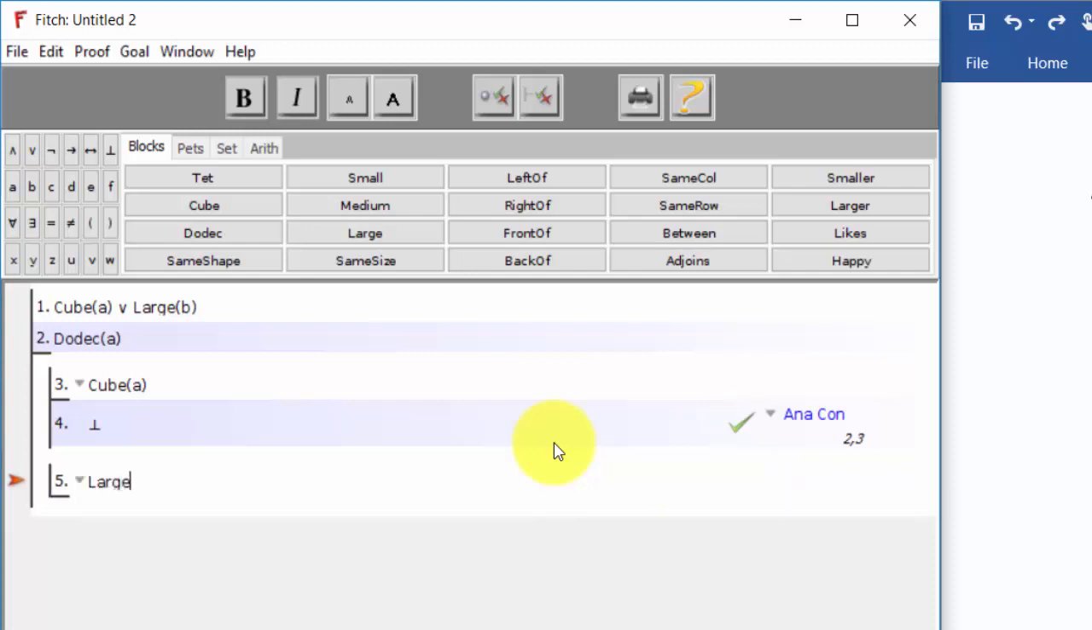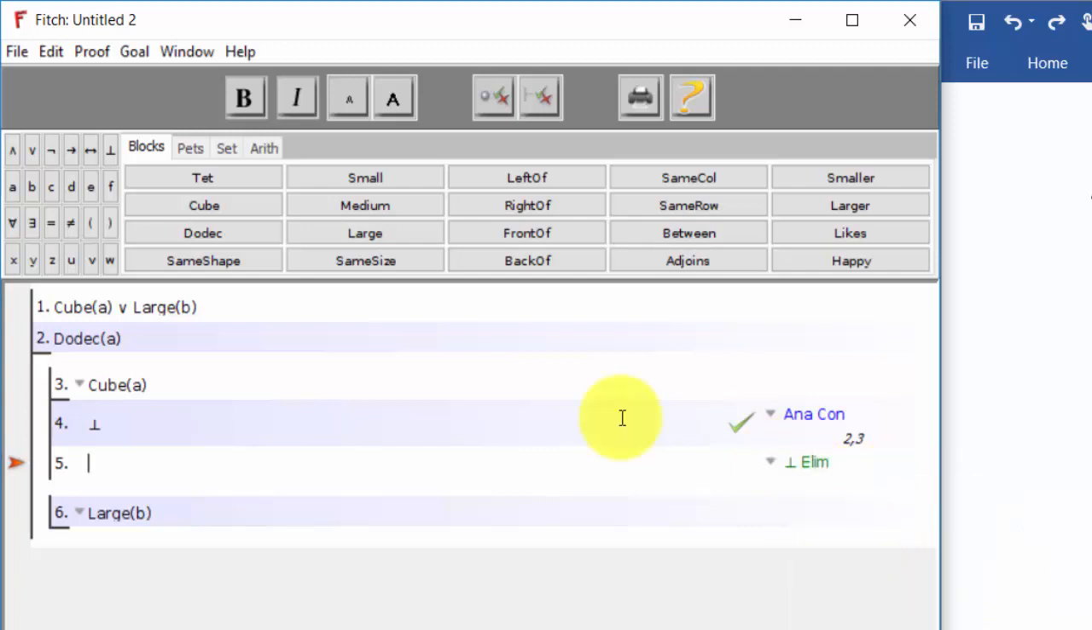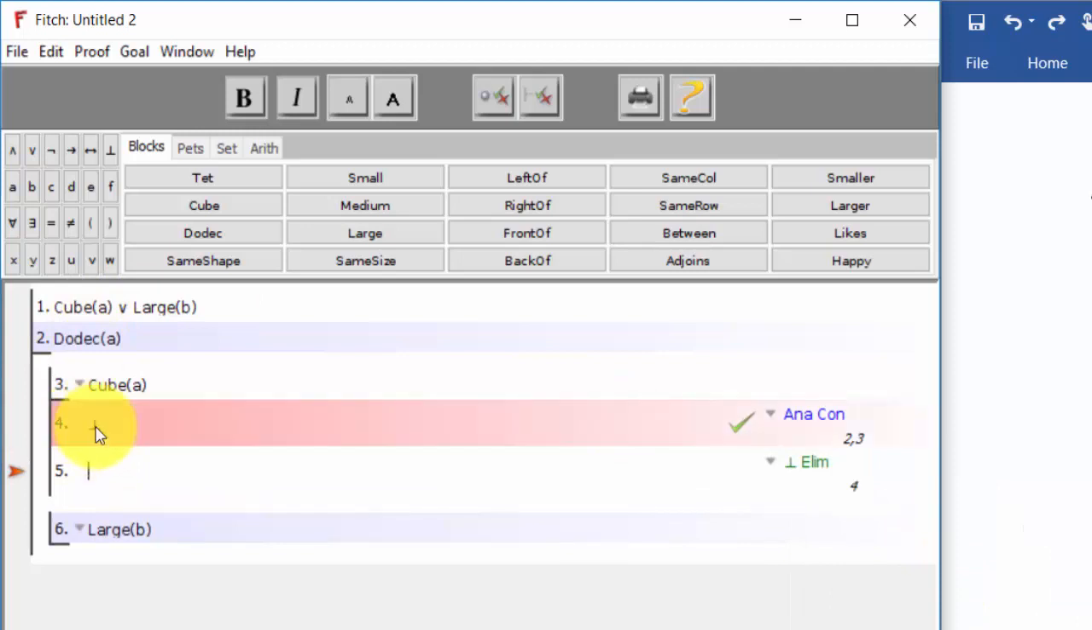Of course, the second case is B is large. And since given 1 and 2, it's got to be the case that B is large. That's what we want to infer. By contradiction elimination, I can infer anything that I want. Of course, I want to infer that B is large so that I can use disjunction elimination to infer outside of these subproofs.